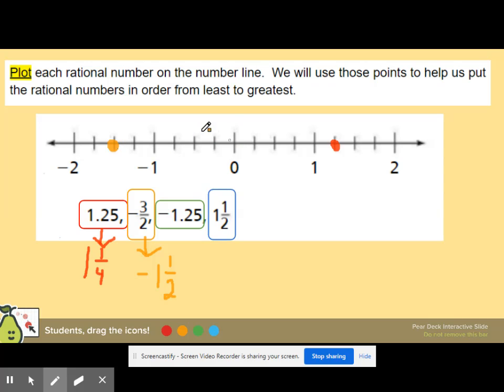I'm going to go backwards 1 and then halfway. Another way to think about this is you could have changed this to a decimal and got a negative 1.5. Then you could know you're supposed to go backwards 1 and 0.5 is half.